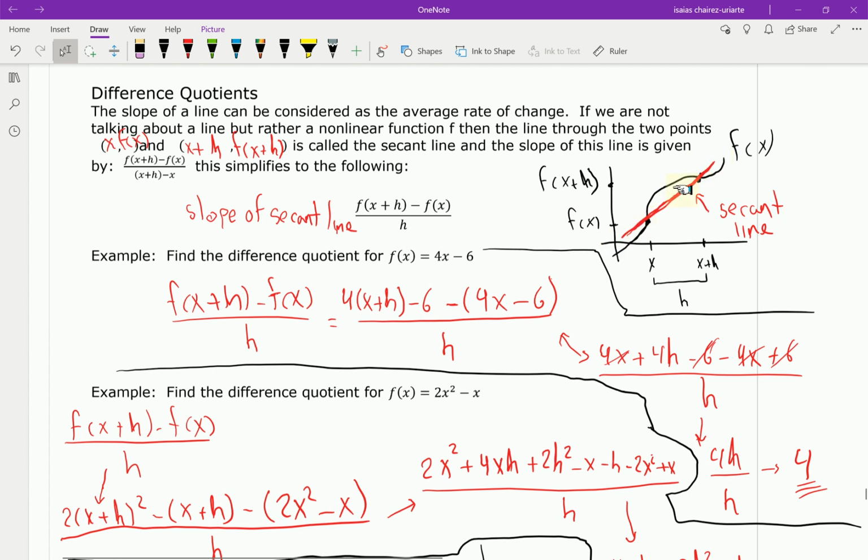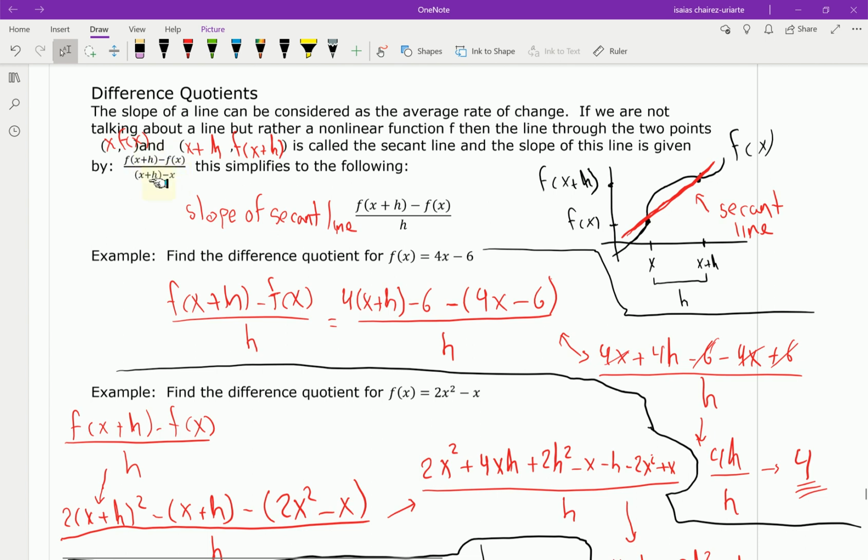This line is called a secant line. And right now what I want to do is find the slope of this secant line. Well, we know how to find slope. A couple of videos earlier we were playing with slope, and so I have 2 points, and I want to find the slope of this secant line. And well, the slope is f of x plus h, minus f of x, divided by x plus h minus x.